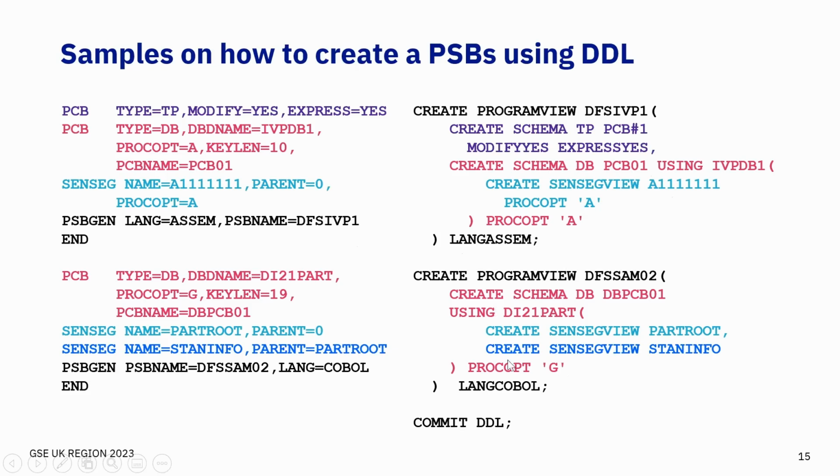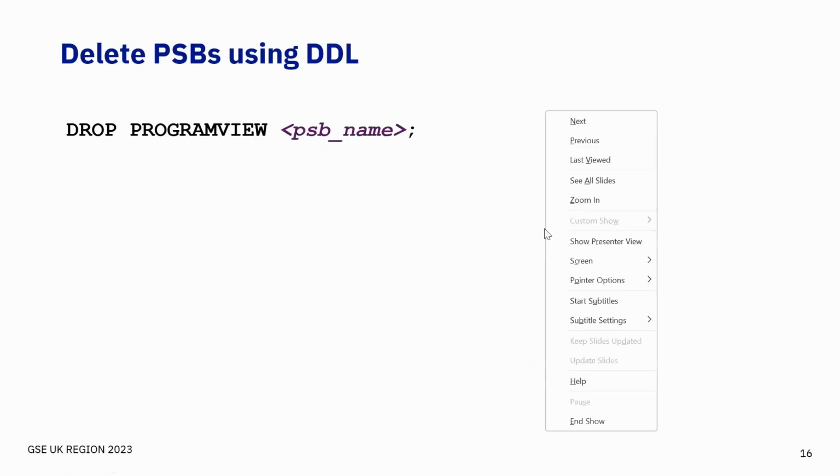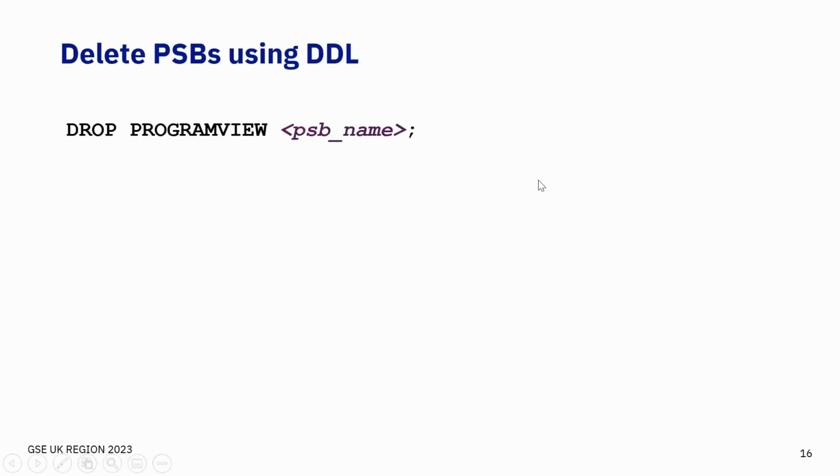And then similarly at the bottom is the other PSB, and then you say commit DDL. So just showing you how to code PSBs in DDL, right? And if you're going to drop PSBs, you just say drop program view and the name of the PSB. Notice, by the way, I've got a create for PSBs. I've got a drop. There's no alter. We don't have an alter PSB.